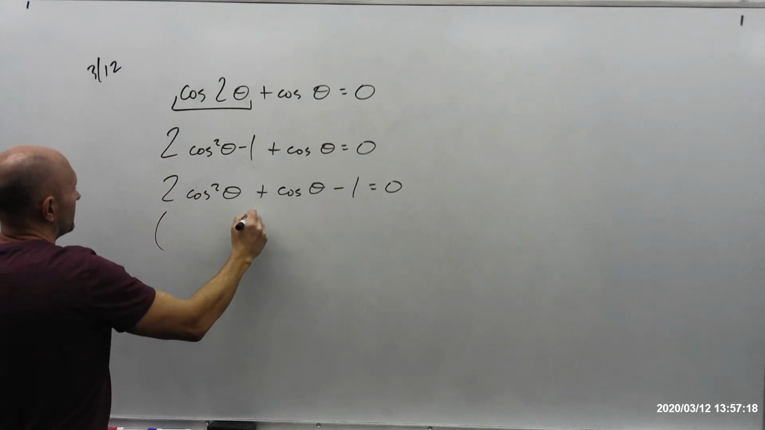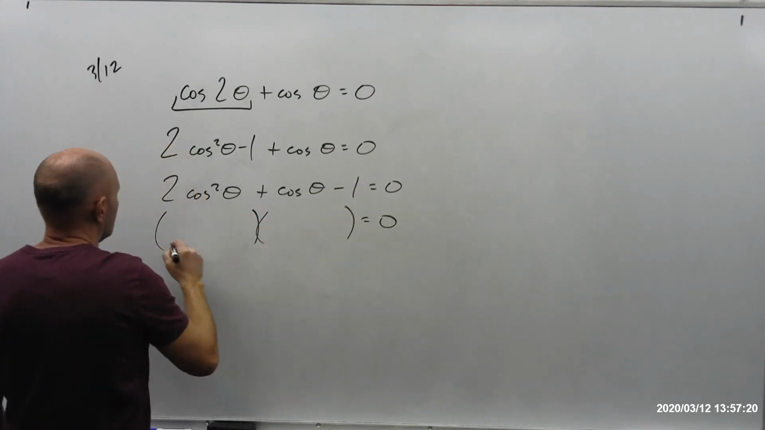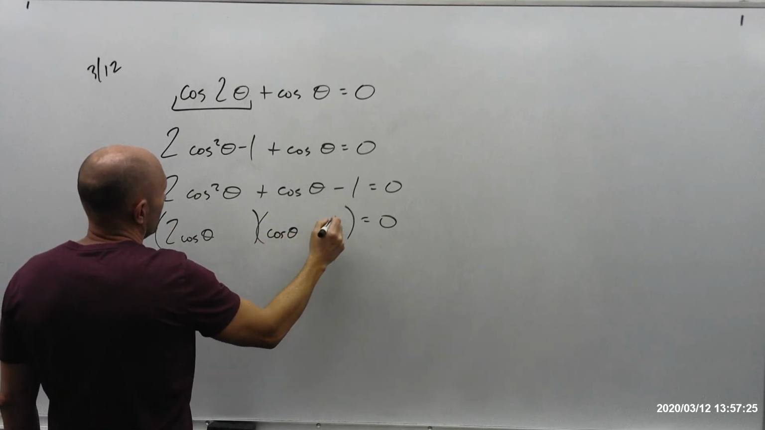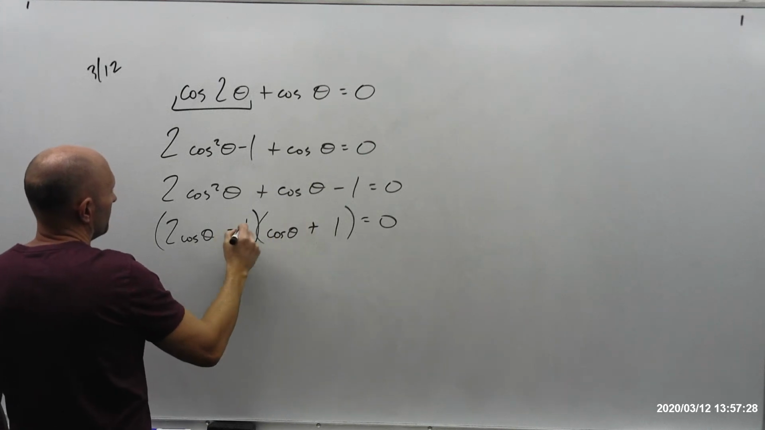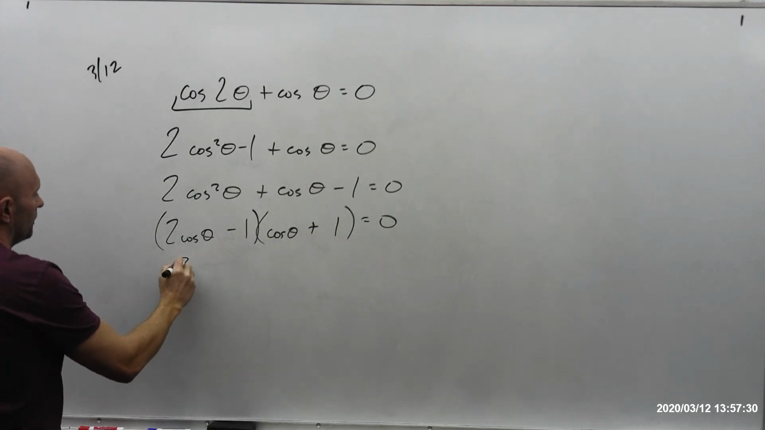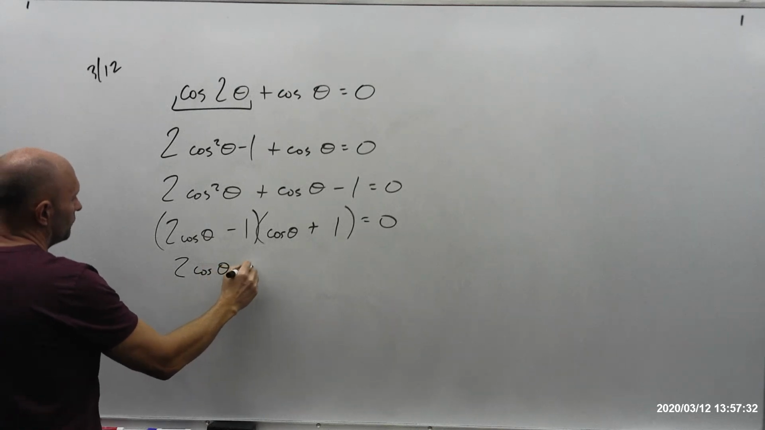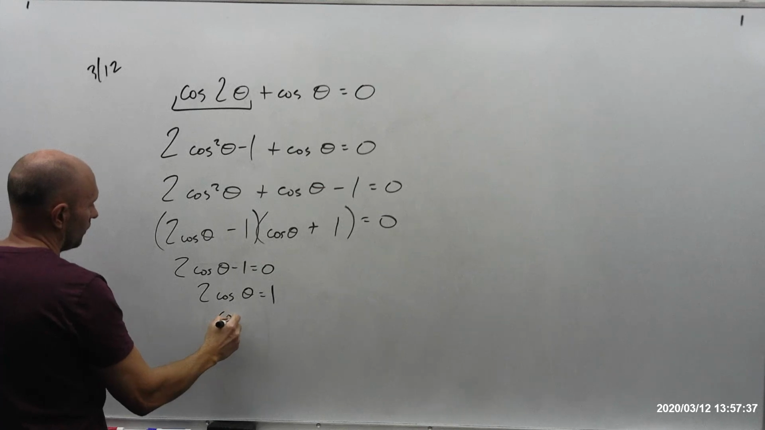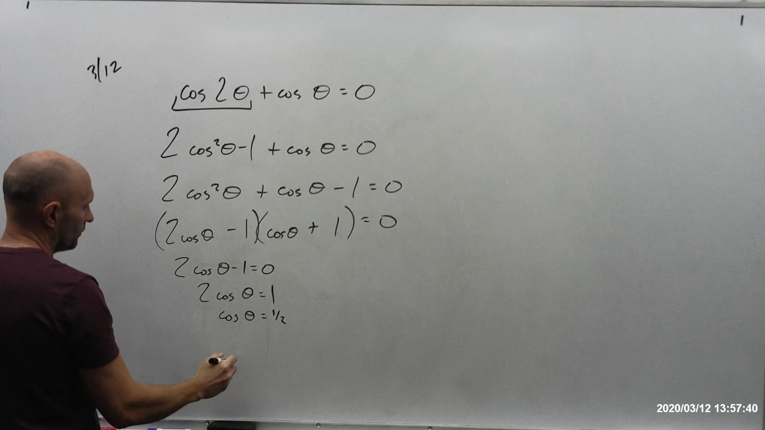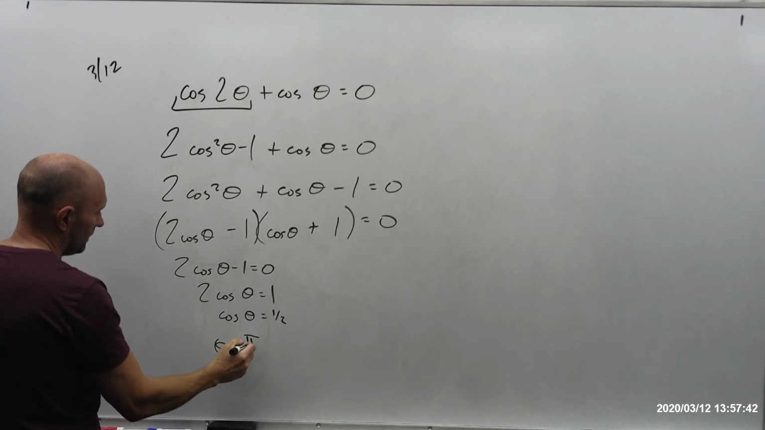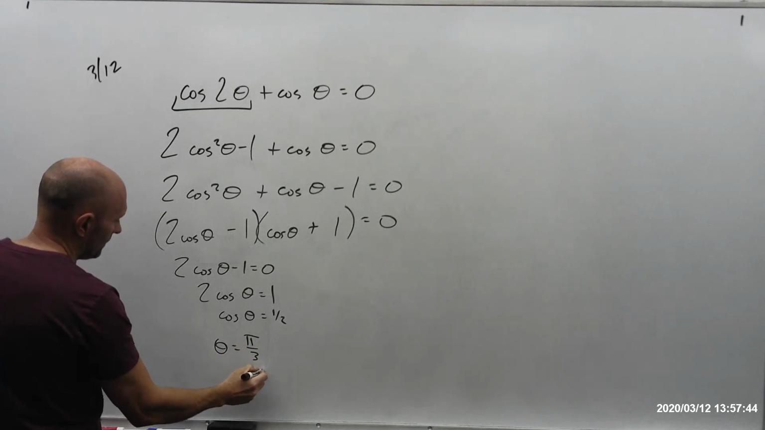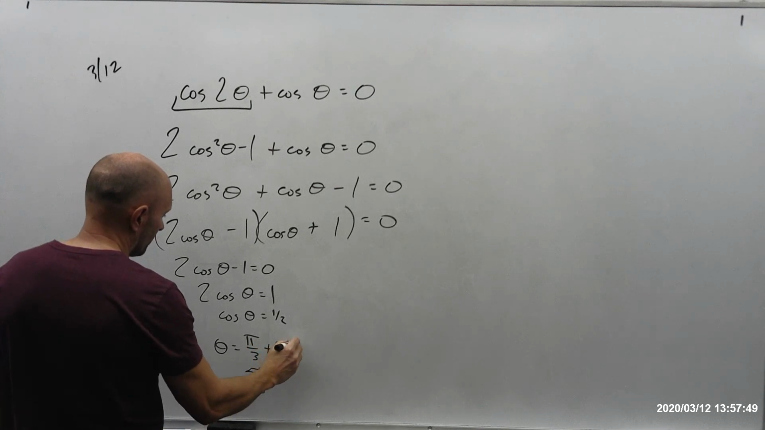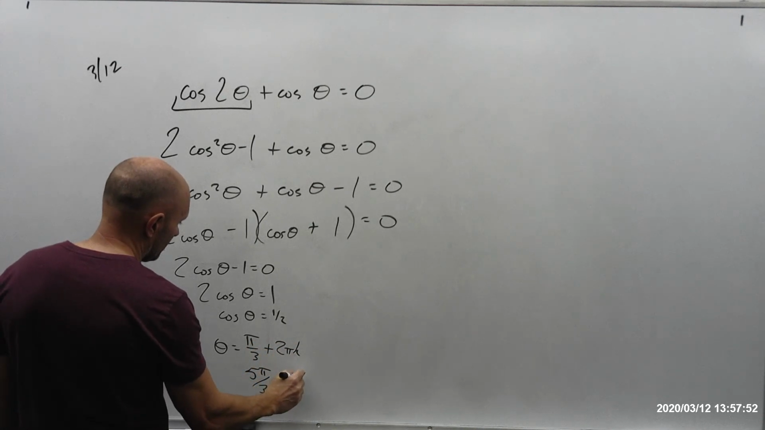This will factor into 2 cosine, 1 and 1, and plus, minus. So for this one, 2 cosine of theta minus 1 is 0. 2 cosine of theta is 1. Cosine of theta is a positive half. Where is cosine of theta positive half? That's at pi over 3 and 5 pi over 3. It asks for all solutions, so add the multiplier, the 2 pi k, in there.